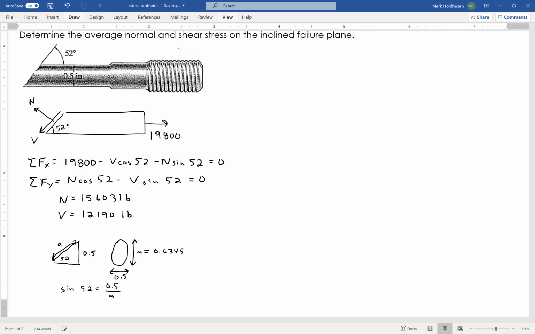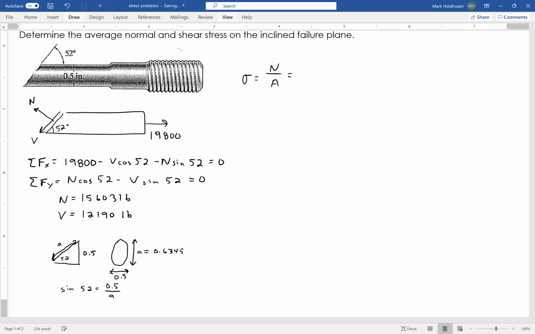0.6345. So again, what happens is when you cut it at that angle, it's not a circle anymore, right? You've got this elongated side, and you become an ellipse. The longer side of that ellipse is 0.6345 rather than 0.5. It's a little bit longer, right? So when I find that area, it's not just the area of a circle now, it's the area of an ellipse.